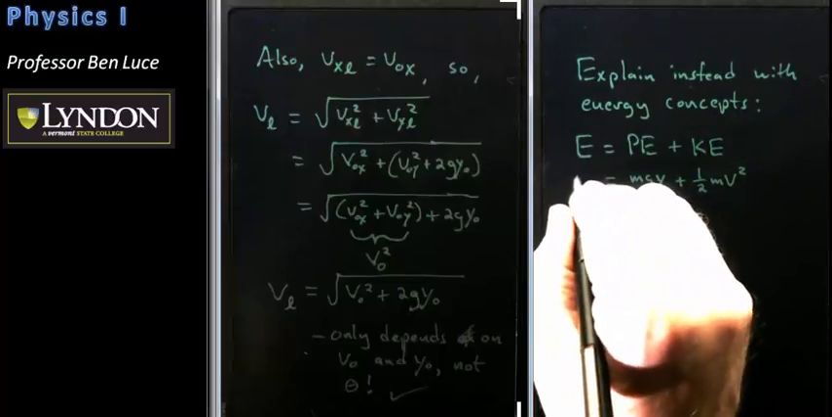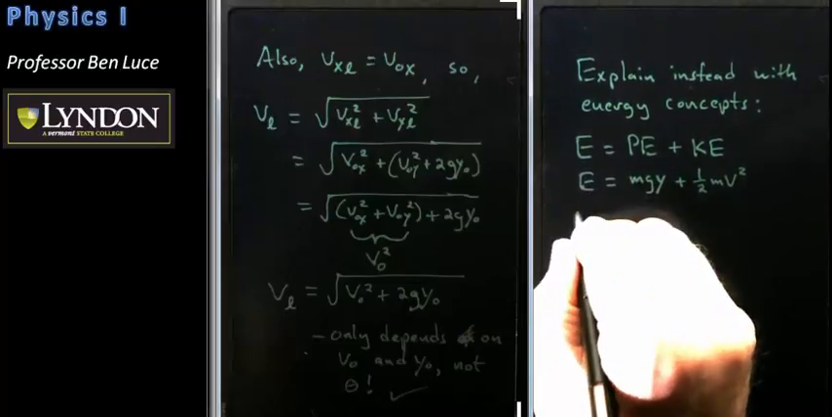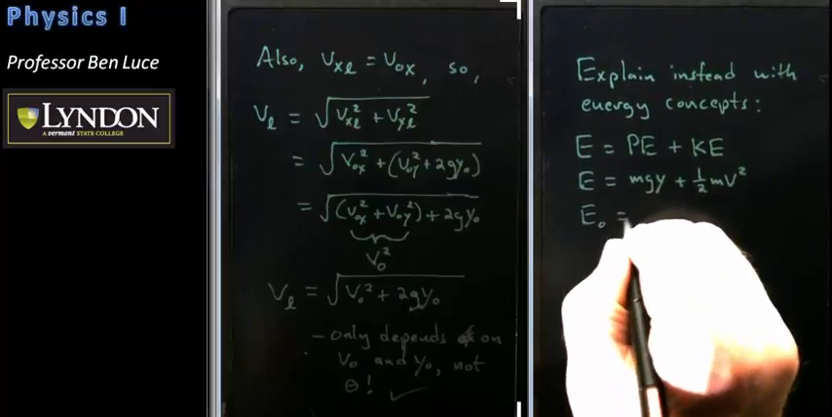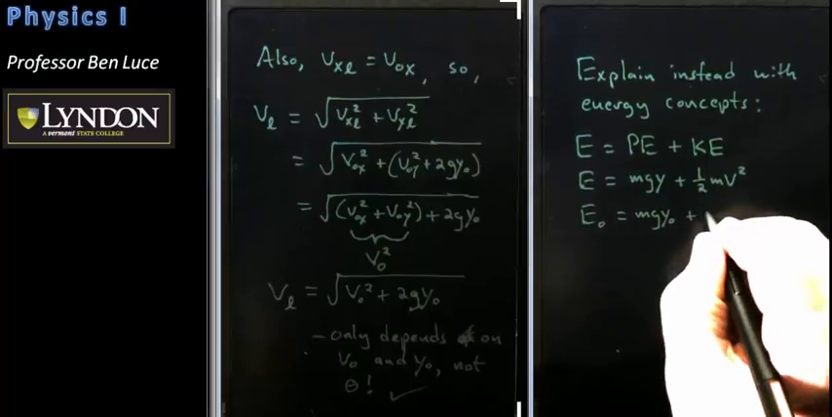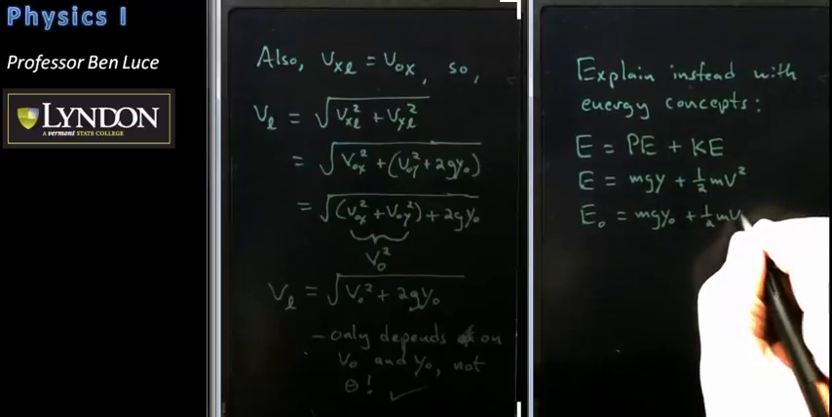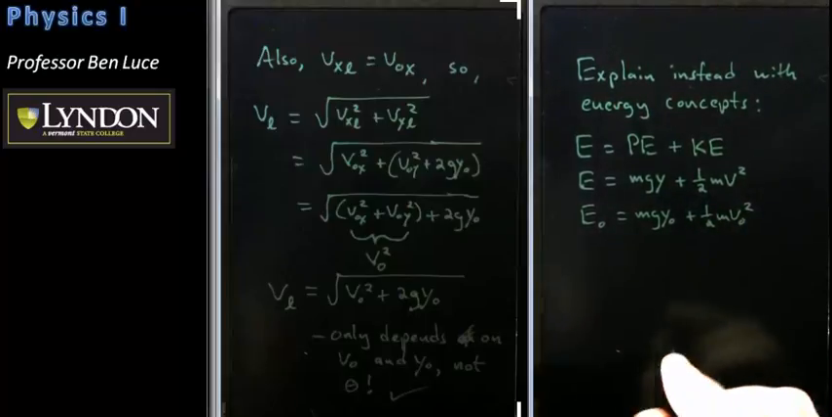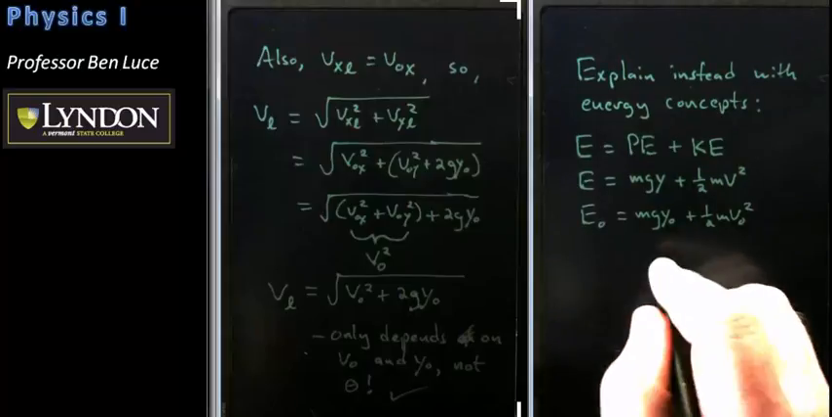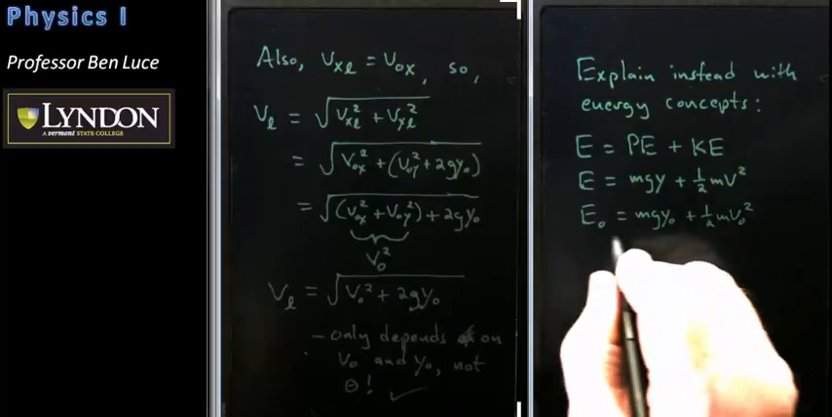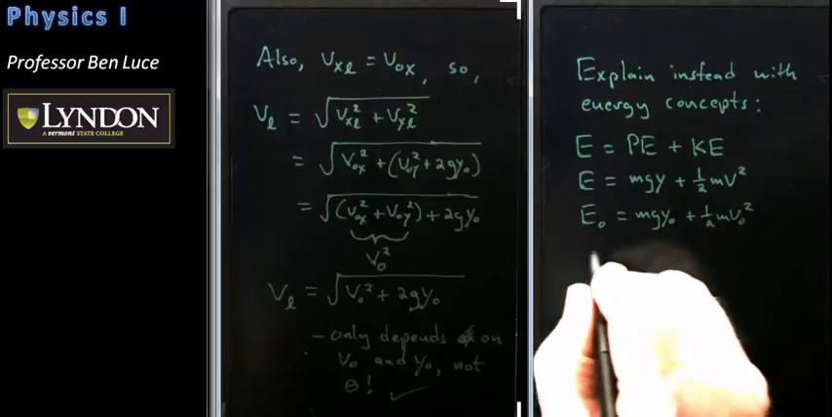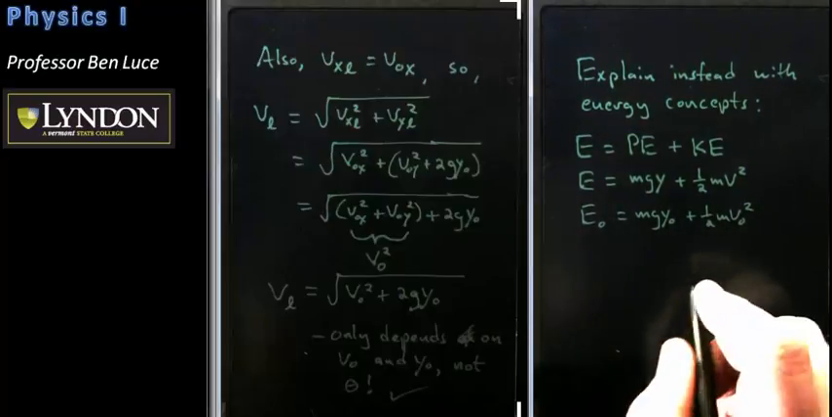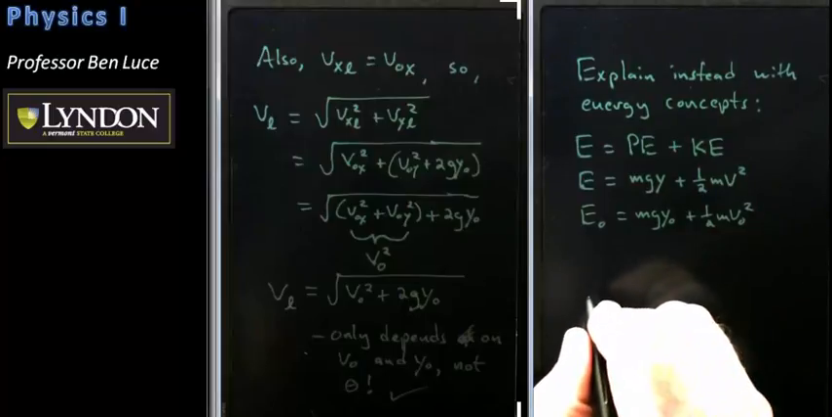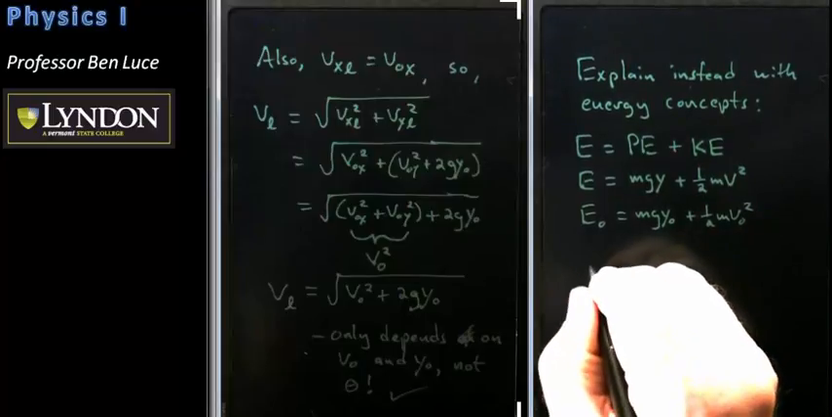And in fact, in particular, our initial total energy will then be mg y naught plus 1/2 m v naught squared. But an interesting thing happens then, because within our assumptions, we're neglecting drag from the air, and in that case, we can assume that the total energy of our projectile is conserved.